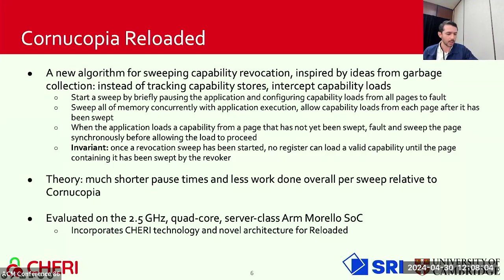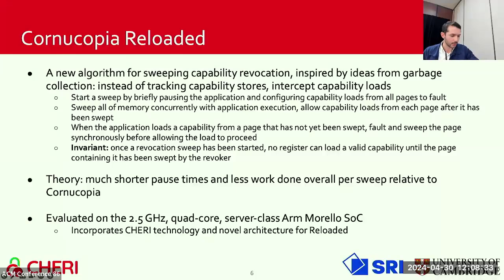When the application attempts to load a capability from a page that hasn't been swept yet, it takes a fault, and the kernel revocation subsystem will sweep that page synchronously before allowing the load to proceed and succeed. The invariant here is that once your revocation sweep has been started, no register can load a valid capability until the page containing it has been swept by the revoker. So any valid capability that ends up in a register is guaranteed not to be subject to revocation, and we can store it anywhere and we don't need to care about it from that perspective.